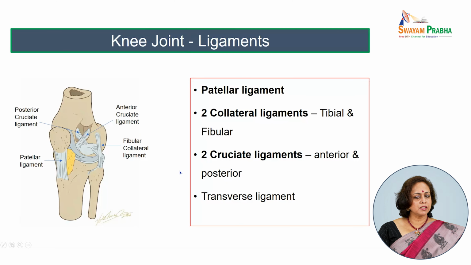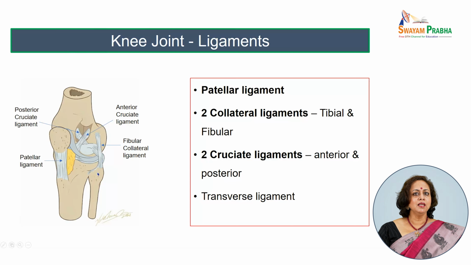Now, which are the ligaments of this knee joint? Just to summarize, we are not going to go into much detail. The patellar ligament is one important ligament. That is the continuation of the tendon of the quadriceps femoris. It attaches the inferior end of the patella to the tibial tuberosity, and it's one factor for maintaining stability of the knee joint. Then there are the collateral ligaments.